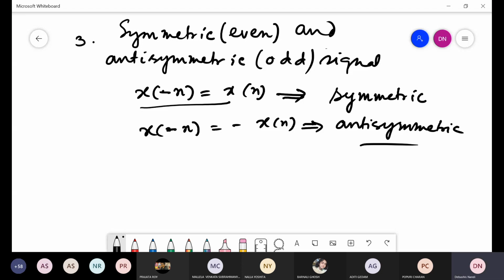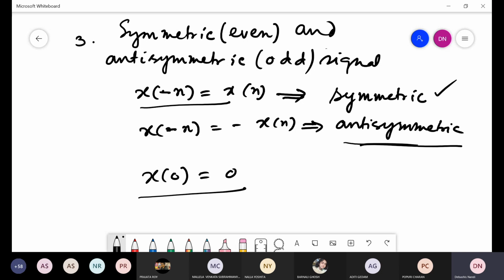So this is an even function, this is also an odd function. And for an antisymmetric signal, x[0] will always be 0. For any kind of antisymmetric signal, the signal value at n equal to 0 will always be 0. But it may not always be true for a symmetric signal. For a symmetric signal, sometimes it may be, but sometimes it may not be.